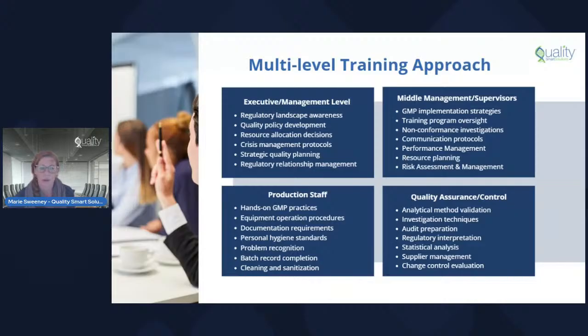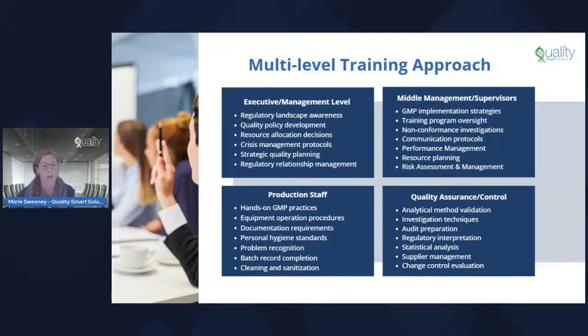You want to ensure that you have quality policy development in place. So formulate and communicate the organization's quality commitments throughout the organization. Resource allocation decisions. So make strategic investments in quality systems and training. This saves money over time. Crisis management protocols. So lead effectively during your recalls, investigations, and regulatory actions that take place or may take place.